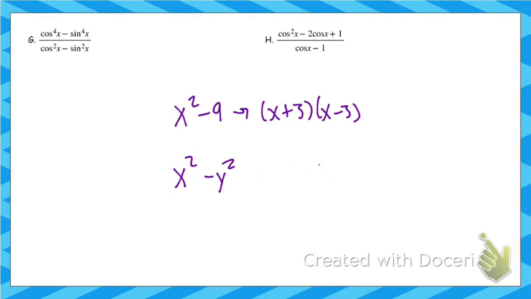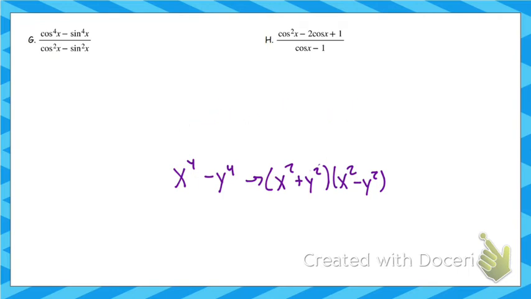So same idea, but instead of being squared, the original problem is to the fourth power. So I'm going to take the square root plus the square root and the square root minus the square root. So that's how this would factor if it was just regular variables. We're going to do the exact same thing, except, sorry guys, we're going to use cosines and sines. So this would factor into cosine squared plus sine squared and cosine squared minus sine squared.